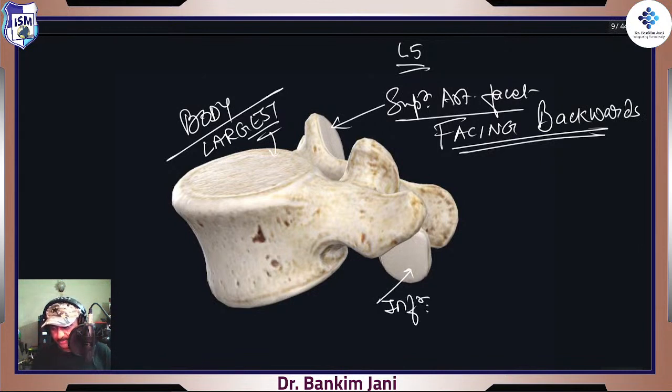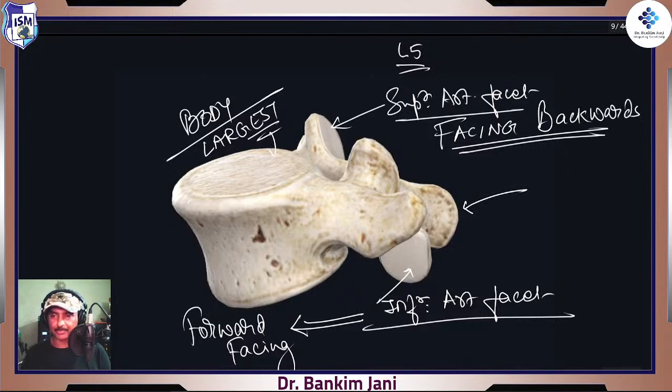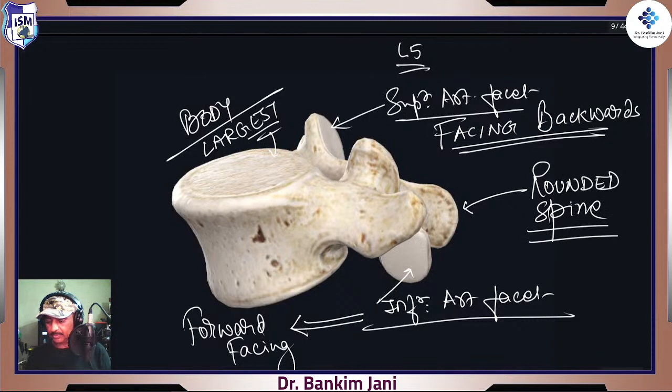And as you must have guessed, the inferior articular facets will be facing forward. And what about this spine? Now this spine has become very humble because he is the last candidate. After that, the sacrum comes. So it's a rounded spine, not that quadrangular plate. So these are classical of L5.